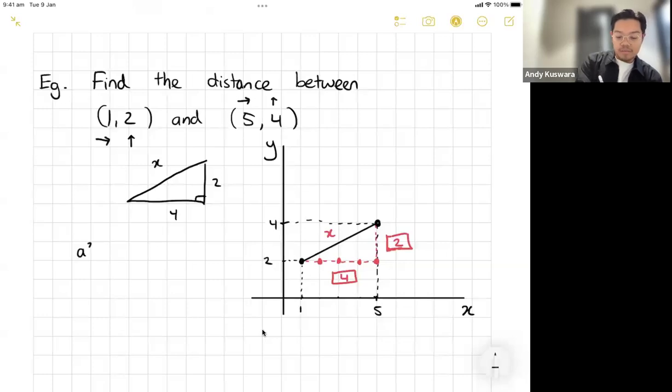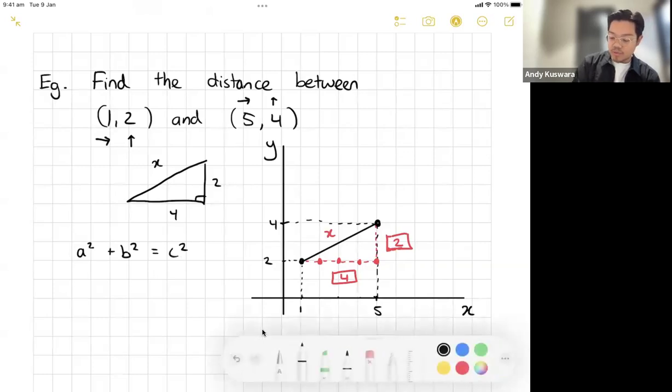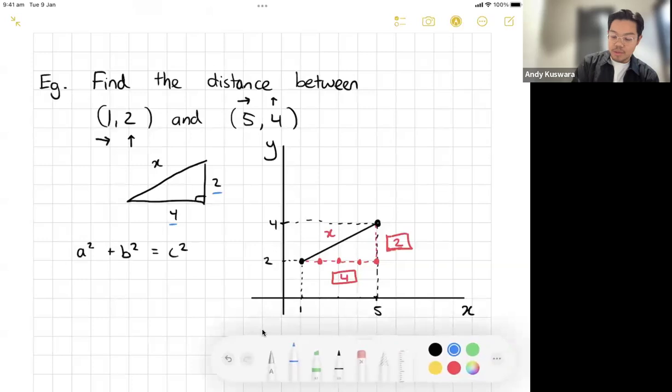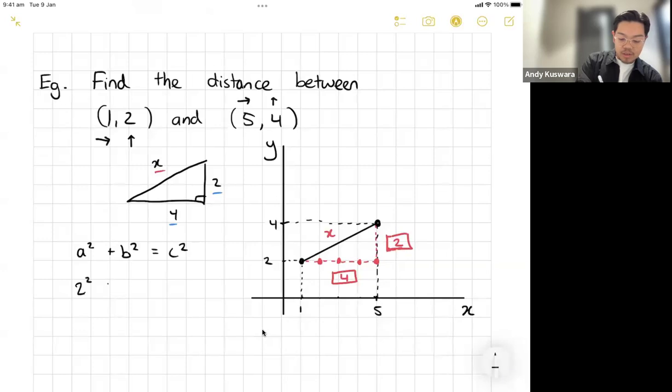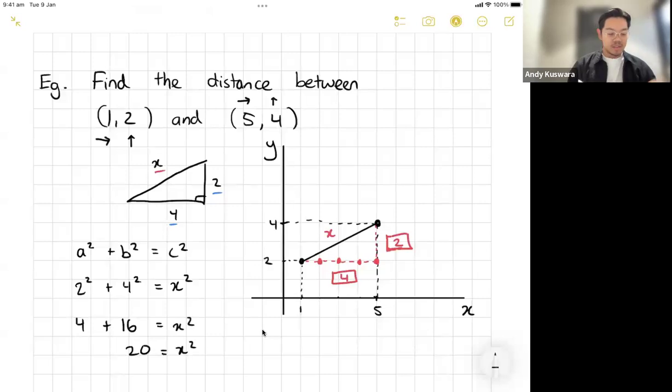Again, we know that a squared plus b squared equals c squared, and your shorter sides are your 2 and your 4. Your diagonal is going to be your unknown, which is what we're looking for. So again, we're going to have it as 2 squared plus 4 squared equals x squared. So 4 plus 16 is going to equal x squared. X squared is going to equal 20. And don't forget, your last step is you need to square root both sides.